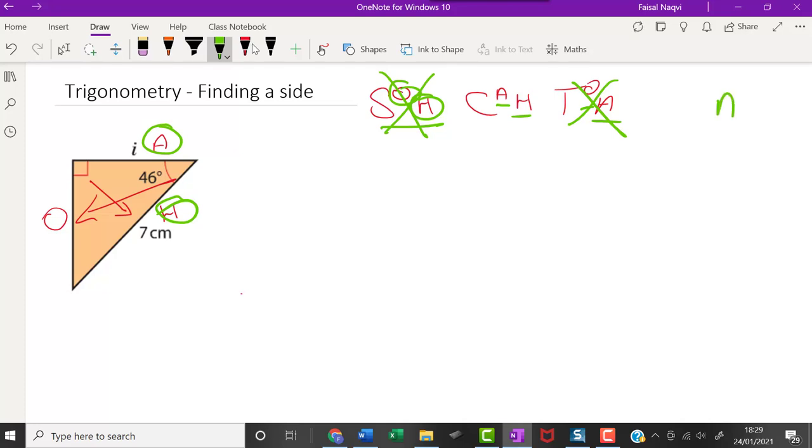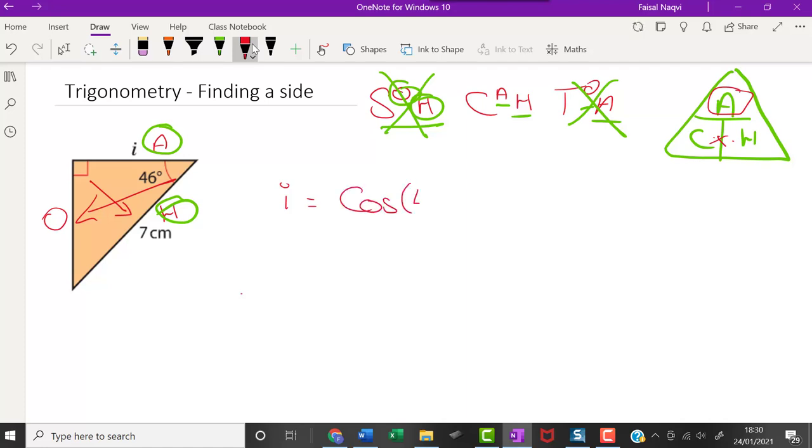If I turn it into a triangle, now because I'm looking for the adjacent side, the C and the H are next to each other, so I know that they are going to be multiplied. So A is my side x, and that equals C, which is the cos of the angle, 46 degrees, times by the hypotenuse, which is 7 centimeters. If I put that into the calculator, I can work out that x equals 4.86 centimeters to 3 significant figures.